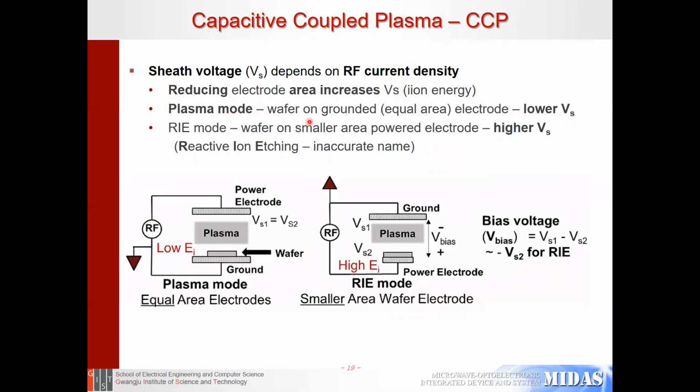In the plasma mode, the area of both electrodes is the same, so we have a lower Vs value. Whereas in RIE mode, the wafer on the smaller area powered electrode has a higher voltage as compared to the grounded plate.